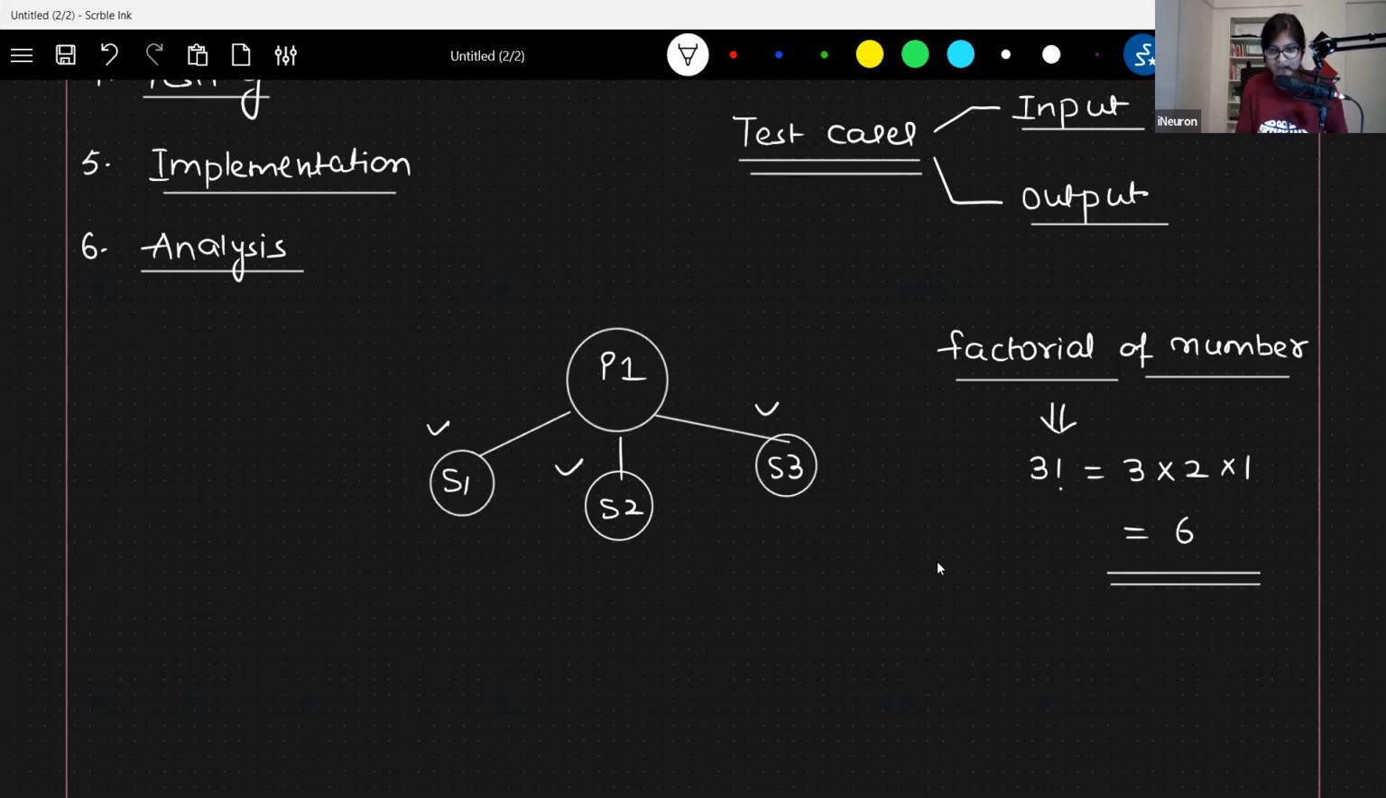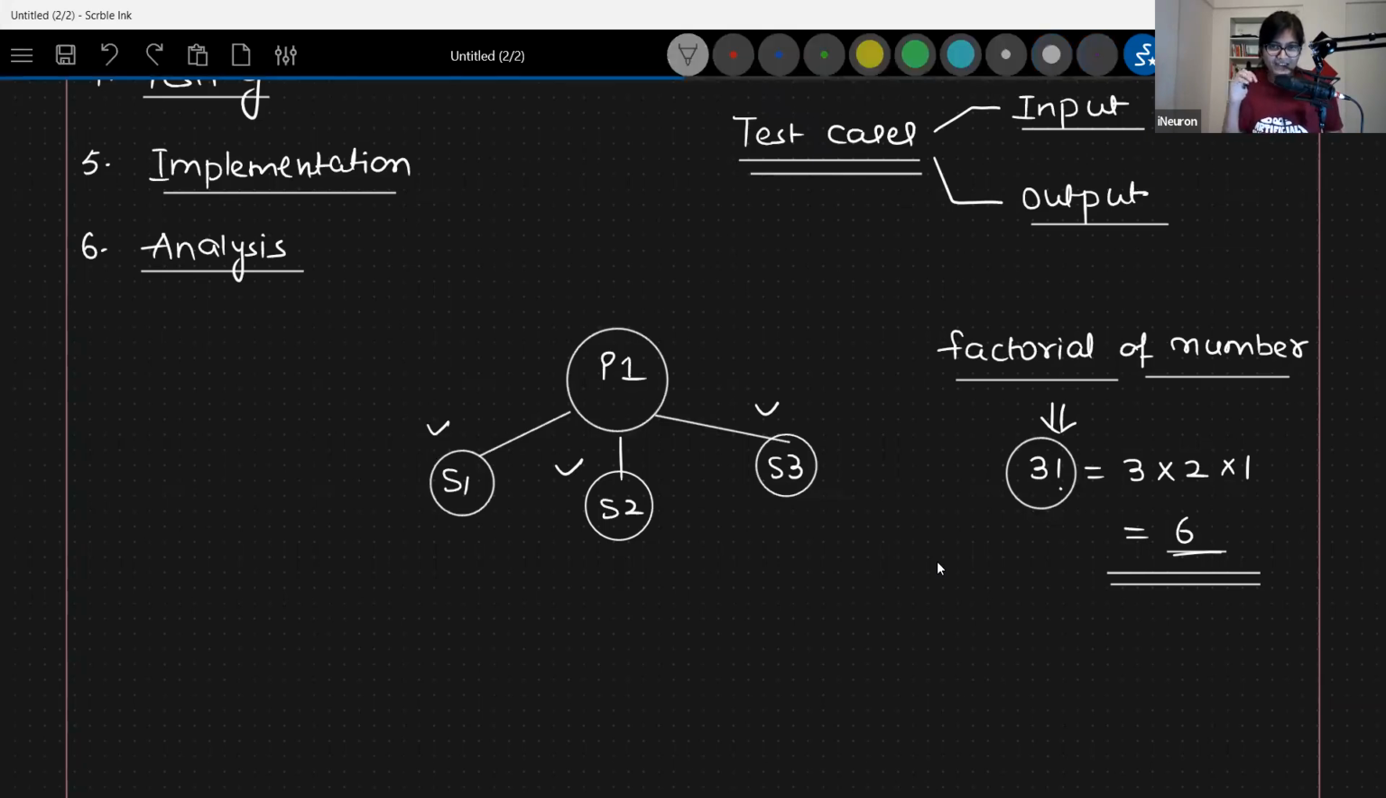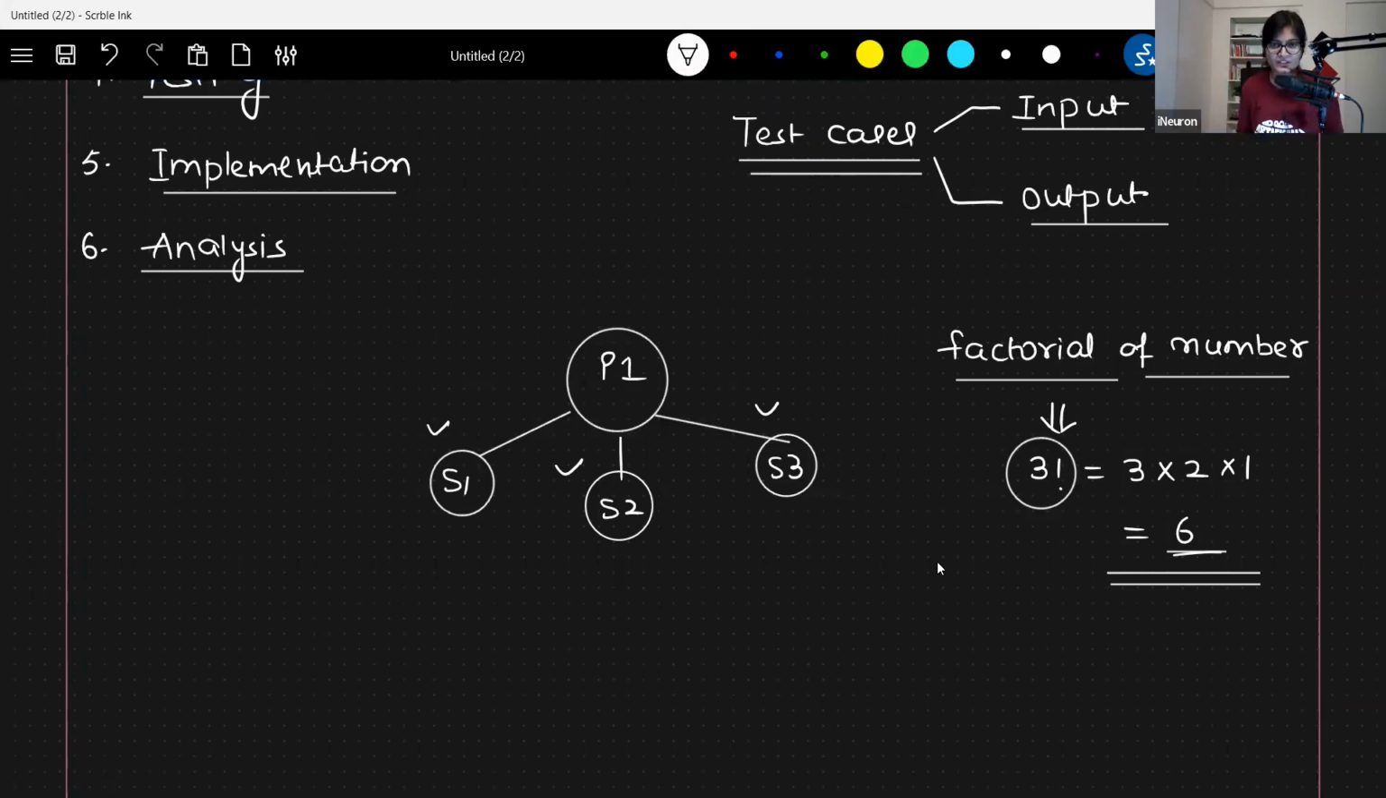So for this, I tell all three students to just give me the factorial of a number. When I input 3 factorial in every code, I get the correct output, 6. But how should I decide which particular code is the optimized code? Which code should I give more preference over the other codes? That is done with the help of analysis. So analysis is helpful when we want to compare multiple solutions for a given problem.